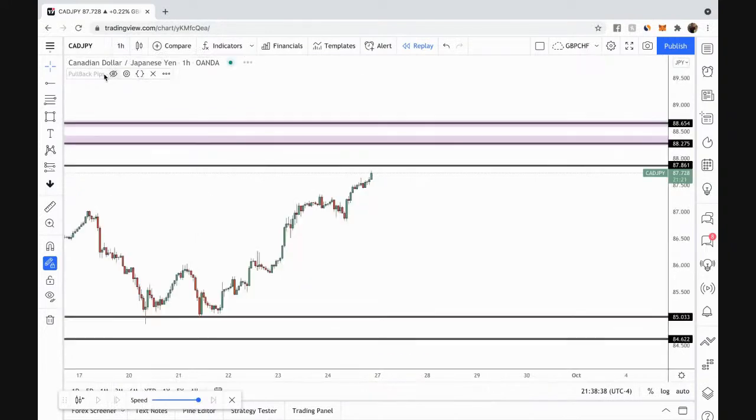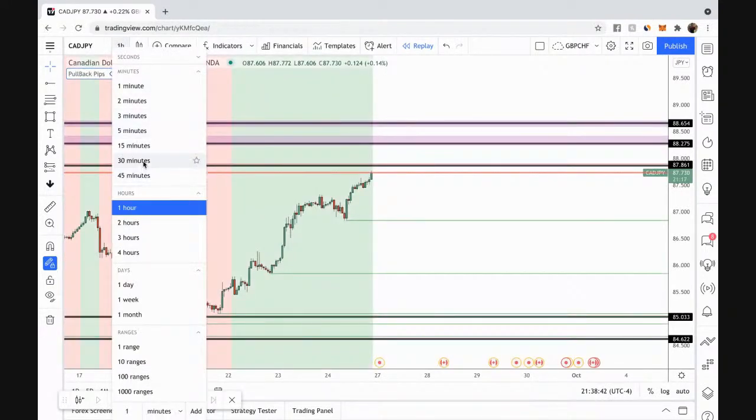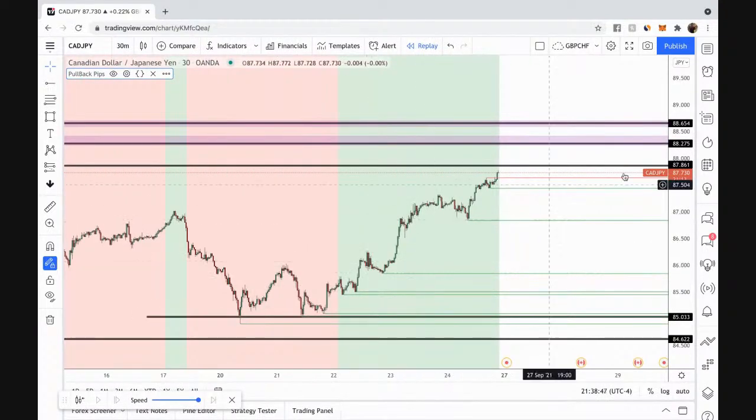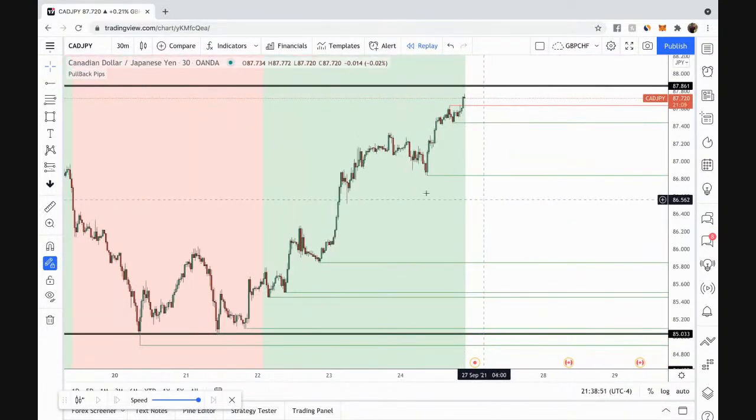Looking at the 1 hour, right? Let's go into our pullback pips. Let's go to our 30-minute. Looking at this, you already see it's been buying for a while, right? You can already start to see it. We're on our 30-minute. The bias is on the hour.